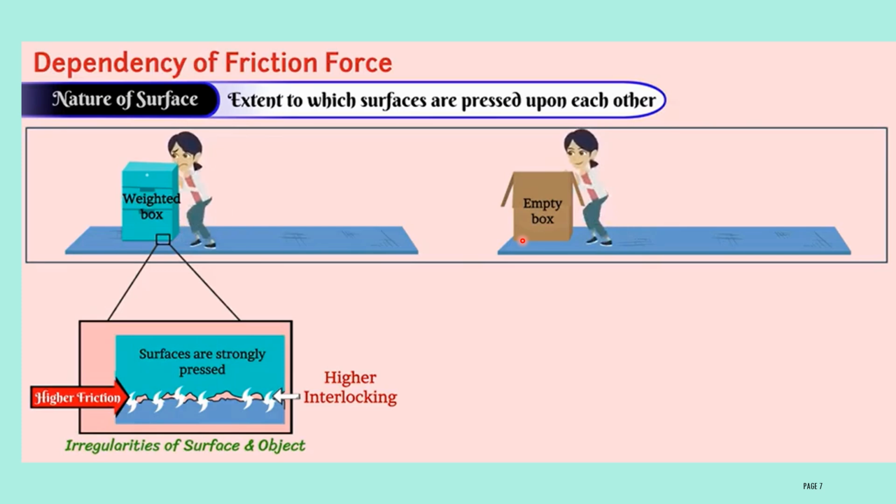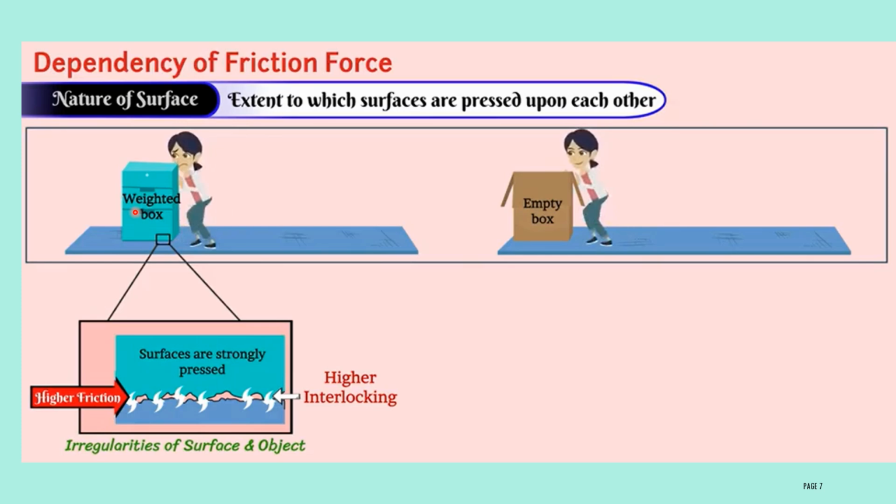Displacing an empty box is very easy compared to the weighted box because of the higher friction. Let us discuss here in detail. Already you know, when two surfaces come in contact with each other, they get interlocked due to the presence of irregularities on the surface and also the object surface.